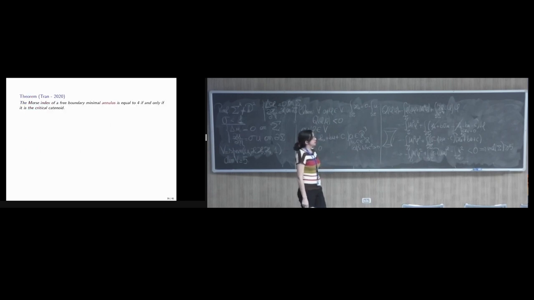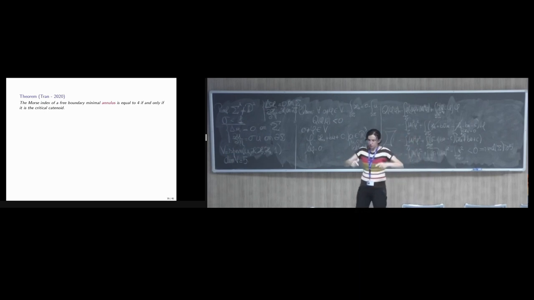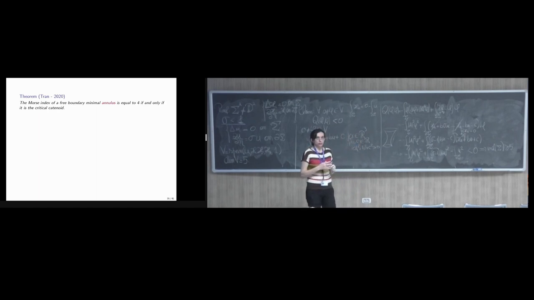Moreover, in the same paper, Trump provided that the index of a free boundary minimal annulus is equal to 4 if and only if the surface is a critical catenoid, right? In the same paper. And when I talk about the conjecture by Fraser about the critical catenoid, if you prove that the surface is an annulus with index 4, then in this case the surface is a critical catenoid, right? By these results in the previous slides that I showed for you.